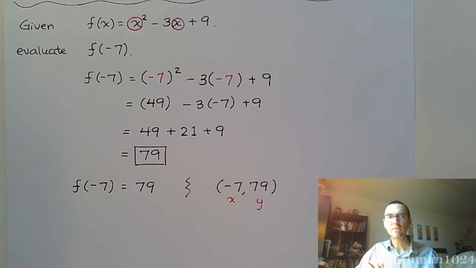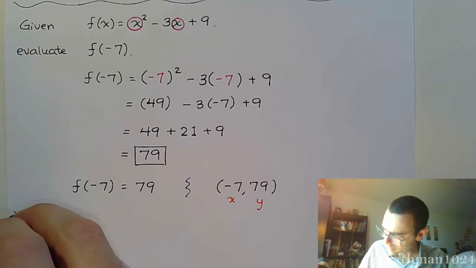The only time you use that negative 7 is that you just plug it in. You replace the x's with negative 7, and you do the math. That's really it. We shouldn't make it any more complicated than that.